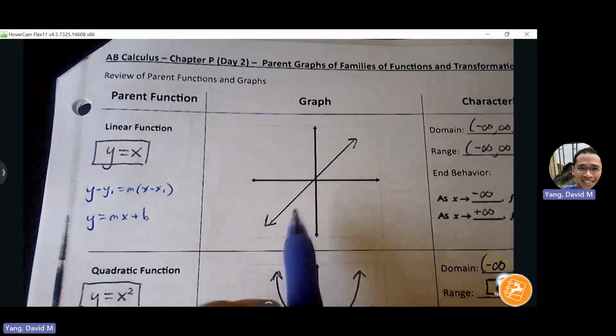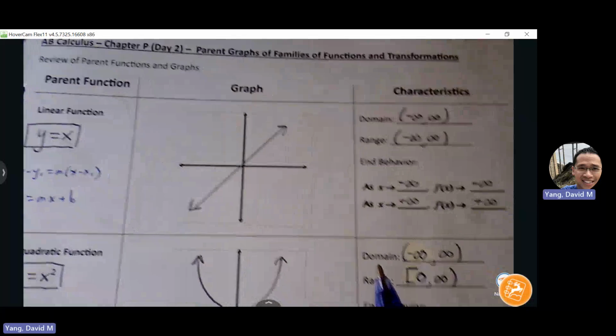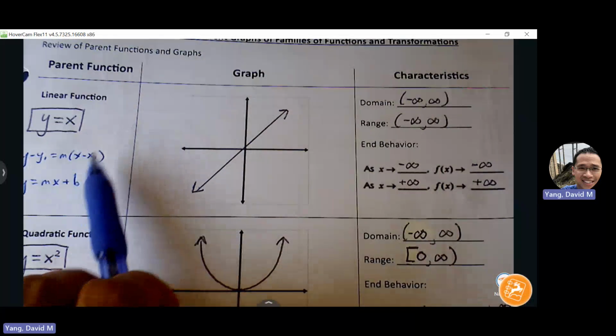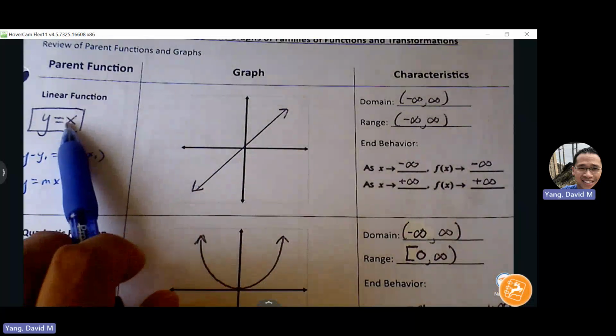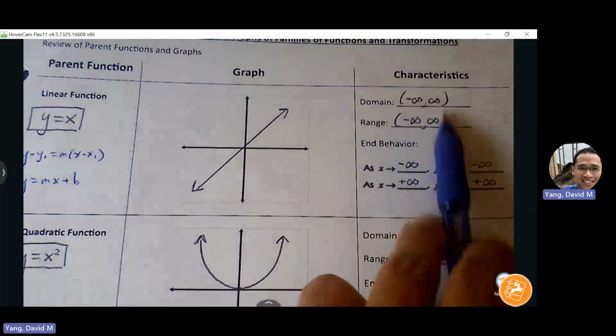The graph may have different y-intercepts. It may have a different slope. Could be a positive, could be a negative slope. But in this case, this linear function, the parent graph y equals x, has a y-intercept of 0, has a slope of 1 because the m is that hidden 1 in front of the x. And then your domain and range is all real numbers.